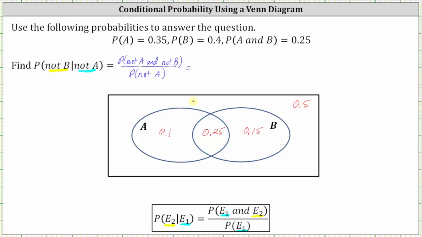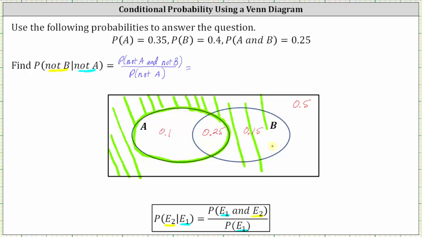And now let's use the Venn diagram to determine the probabilities that we need. Let's begin with the denominator, which is the probability of not A. Let's highlight the region that represents not A in the Venn diagram. So if this is set A, the region that represents the probability of not A is this region here, shaded in green. This is the region not in set A or outside set A, which again represents the probability of not A.